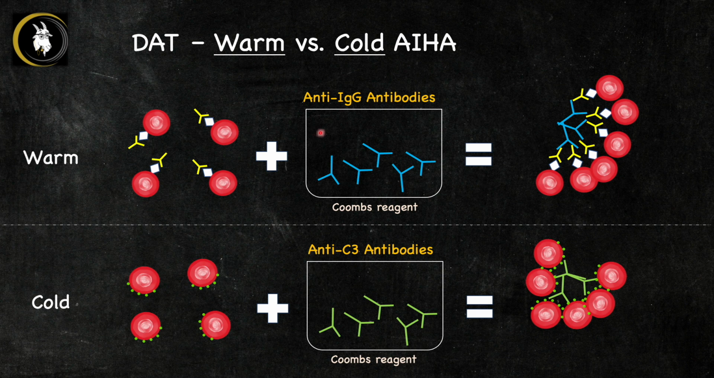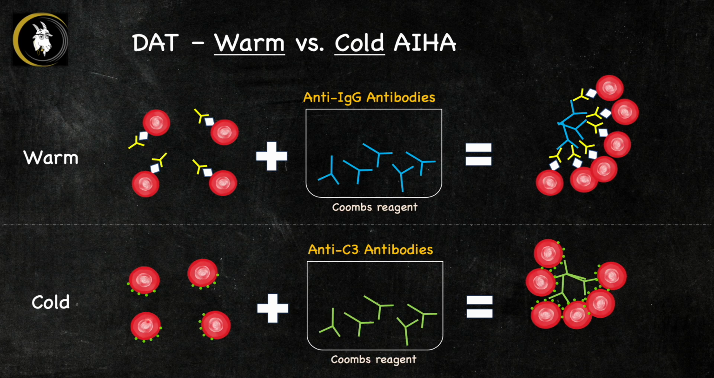So the Coombs reagent here that we're going to add is anti-IgG antibodies. This is going to bind up those IgGs on the surface of those red blood cells, and it's going to cause clumping of them, or agglutination. And so we have a positive direct Coombs test. So this one's straightforward. Cold AIHA, though, can be a little tricky because remember that the IgM has fallen off.